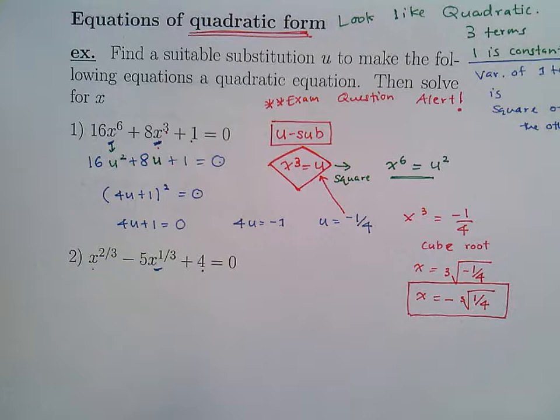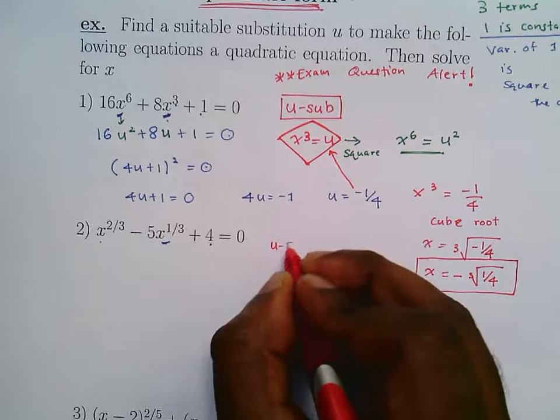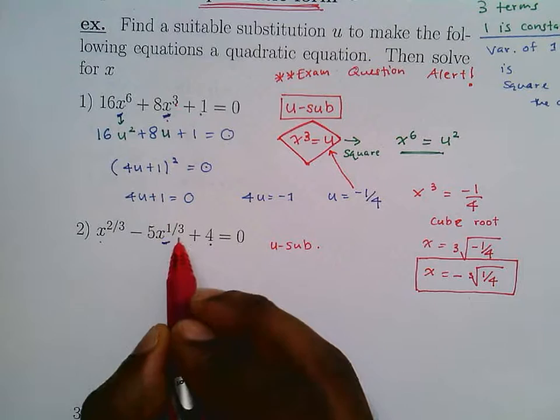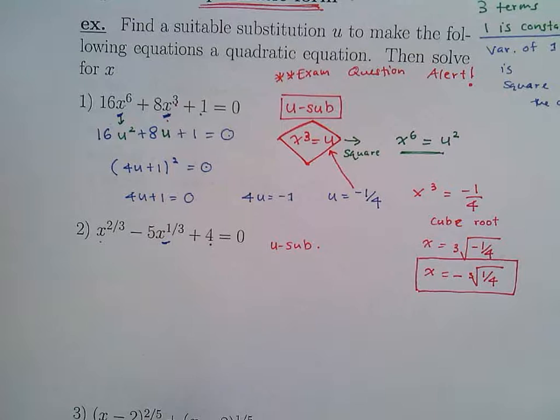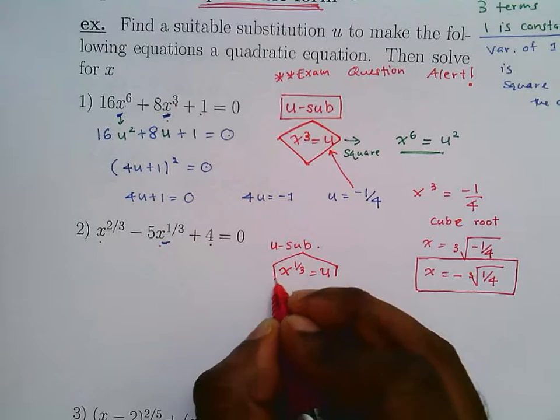Alright, so let's do the next one as well. Remember what to do: pick the correct u sub. Look at the least exponent, that would be 1/3. Not the least, but numerically less. If it was negative 2/3 and negative 1/3, you would still pick negative 1/3. So here you make x to the power 1/3 equal to u. That is your original substitution. So you might have to come back here when you find the solution.